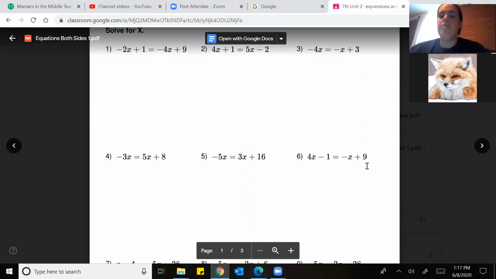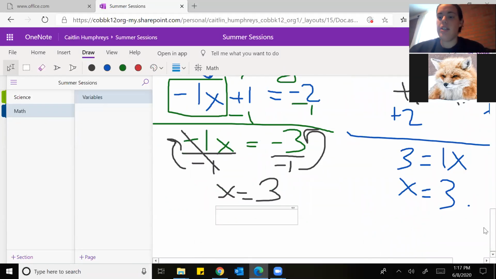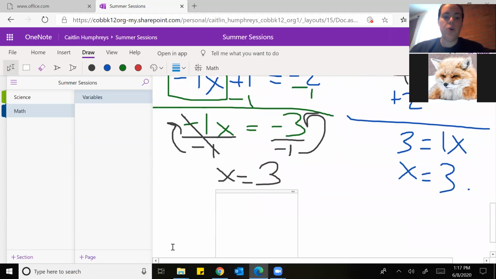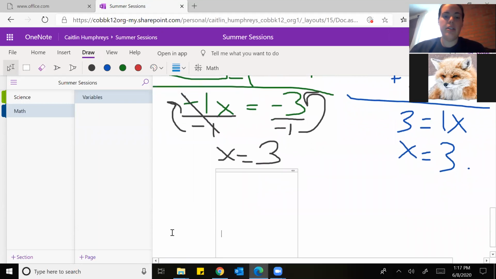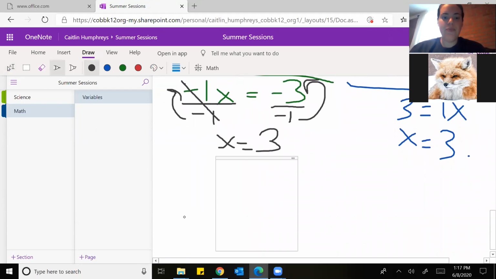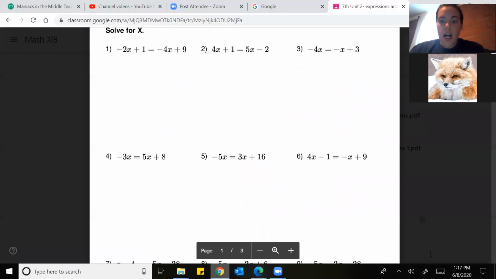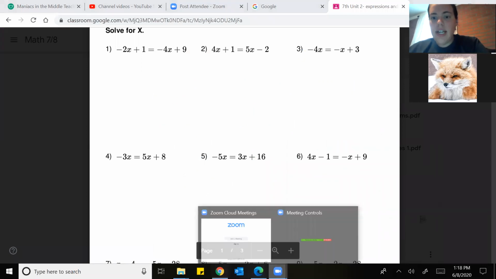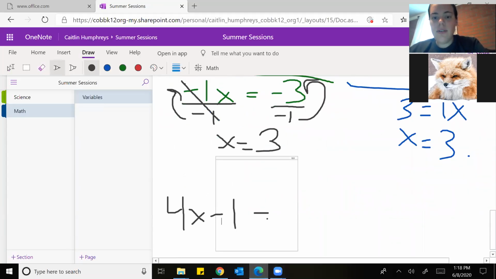4x minus 1 equals negative x plus 9. This will be y'all's practice, and then we are done for the day. These really are supposed to only be like 20, 30-minute little short tutorials. I don't want you to just stay doing summer school all the time. I mean, I do, obviously, but. Okay, 4x minus 1 equals negative x plus 9.